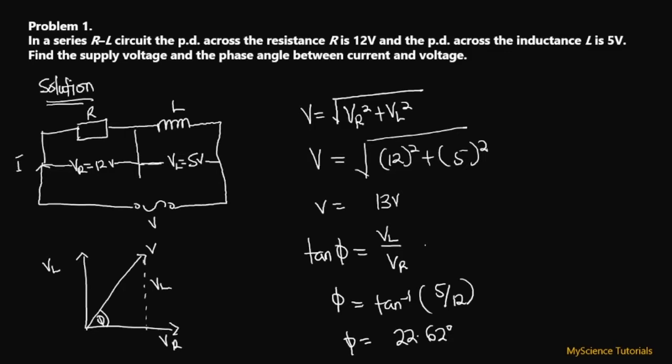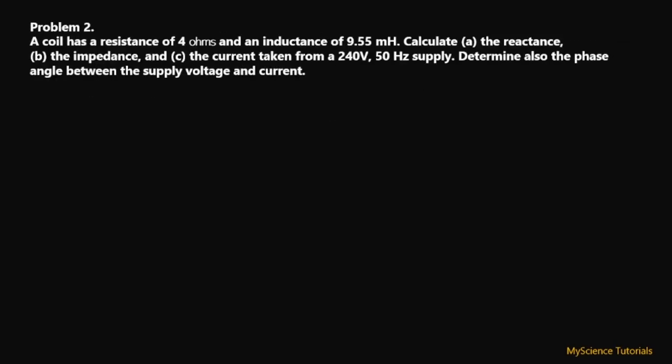Let's have a look at another example. Example number 2. A coil has a resistance of 4 ohms and an inductance of 9.55 millihenry. We are to calculate the reactance, which is the inductive reactance, the impedance, and the current taken from a 240 volt 50 hertz supply. We are also to determine the phase angle between the voltage and the current. All right, so this is very easy, very straightforward. Let's go ahead and write down our solution.